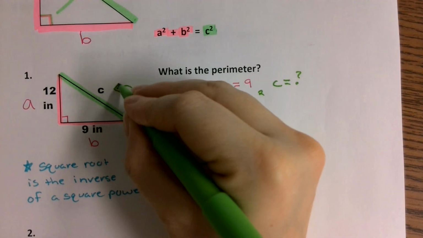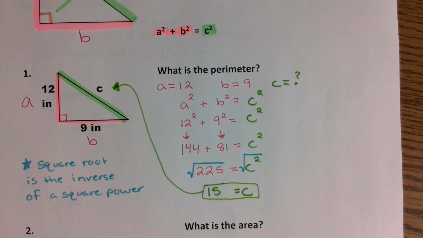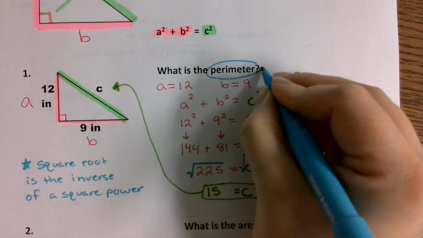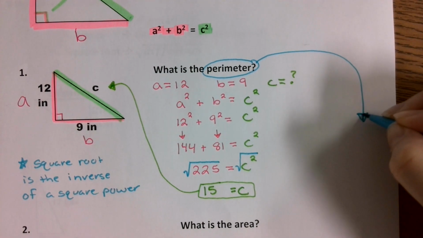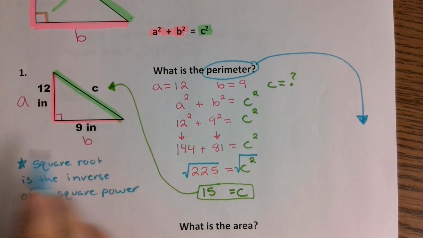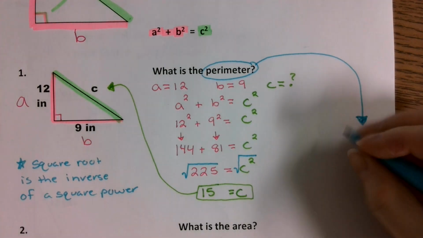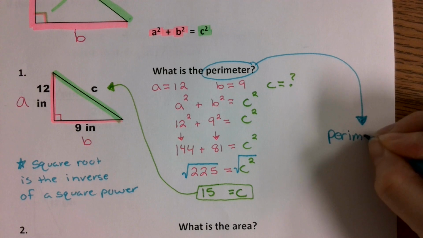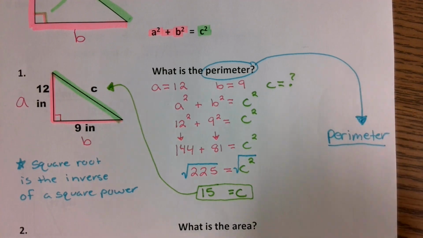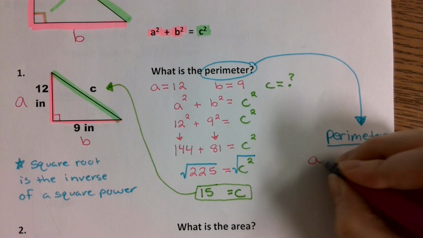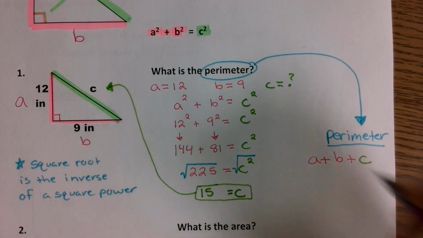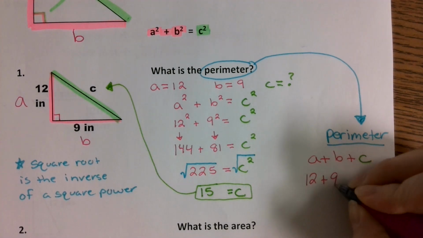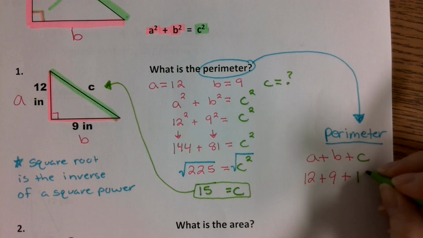We now know what the value of c is going to be, but remember what the question was asking. The question was asking for perimeter. So that's where we have to now incorporate the value of c. To find the perimeter, we're just going to add all the values together. Perimeter is just the sum of all the measurements. So we're going to take the value of a, add it with the value of b, and add it with the value of c. So we take 12 plus 9 plus the 15 that we just solved for.